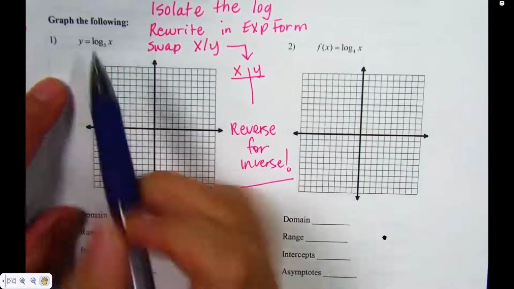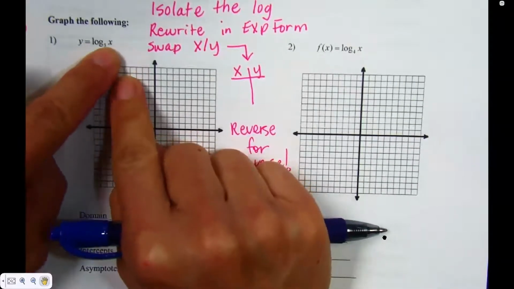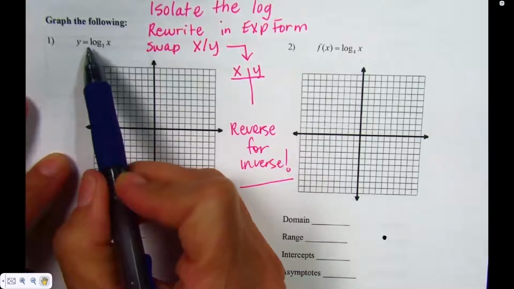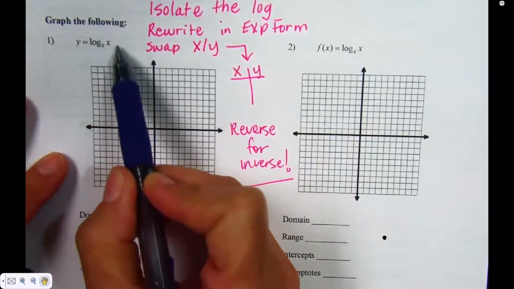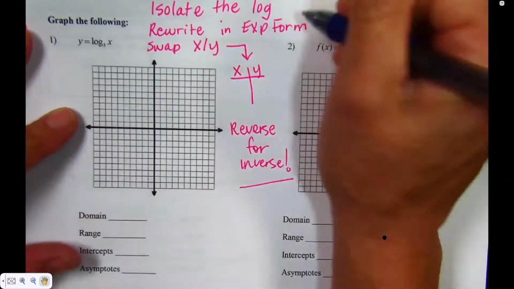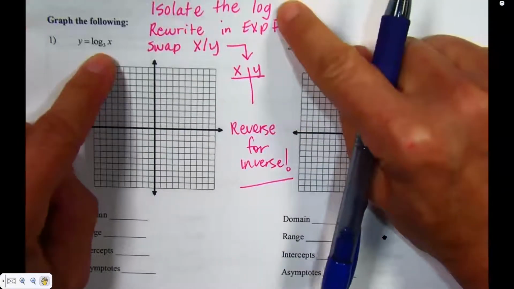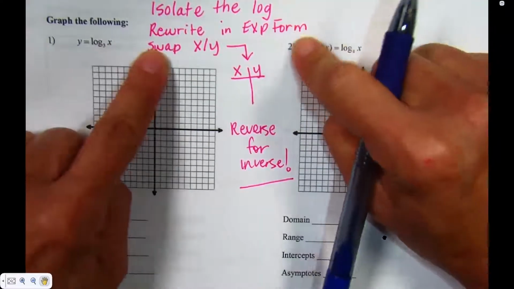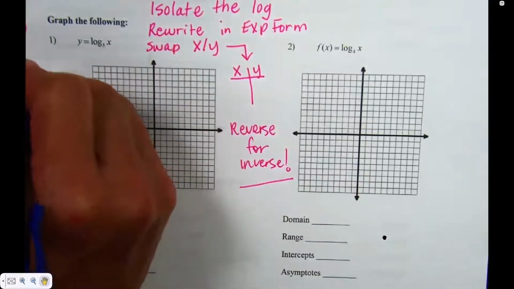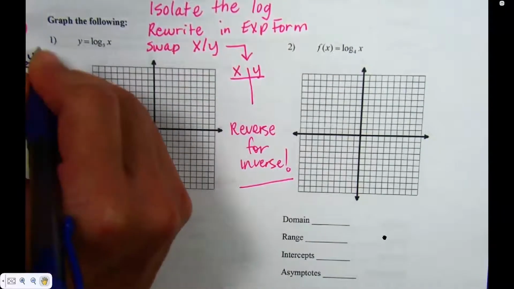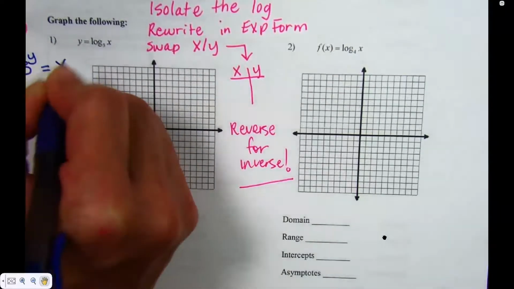So on this step right here, this is log base 3 of X. I do not have any number in front of the log. I do not have any adding or subtracting behind the log. So step 1 is already done. The log is already isolated. So now I'm going to rewrite this in exponential form. When I rewrite this in exponential form, this is 3 to the y equals X.